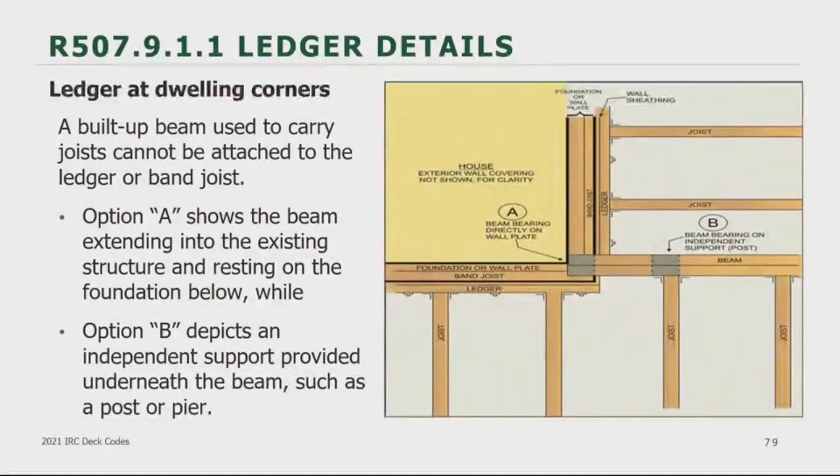I mentioned this a couple slides ago, but R507.9.1.1 states that a ledger cannot support concentrated loads. If you have a beam or point load that needs support, as in a situation shown where you have a wraparound porch type deck, or the joists change direction, you have a couple of options. You could run the beam into the house structure so that it's being supported by the bottom plate or the foundation of the house. Another option is to add an additional post and footing near the corner and cantilever the beam back to the house. Either option would work, but again, do not use the ledger board to support a point load. The fastening schedule only accounts for uniformly distributed loads.